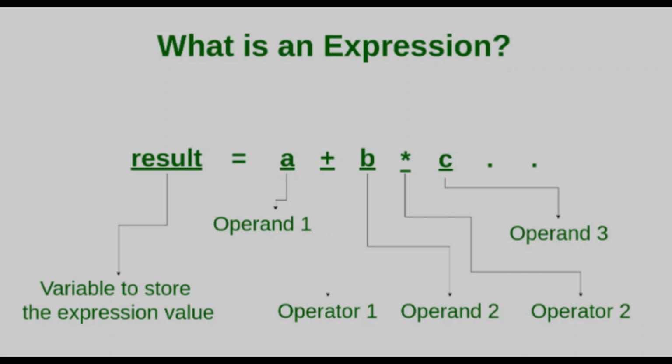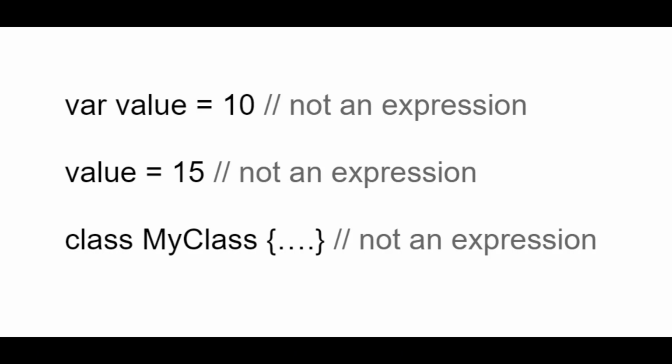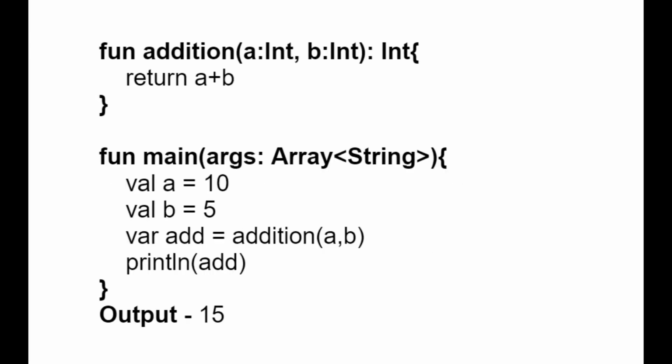For example, a variable declaration cannot be an expression. Assigning a value is not an expression. A class declaration is not an expression. Kindly note that in Kotlin, every function returns a value, at least unit. So every function is an expression.